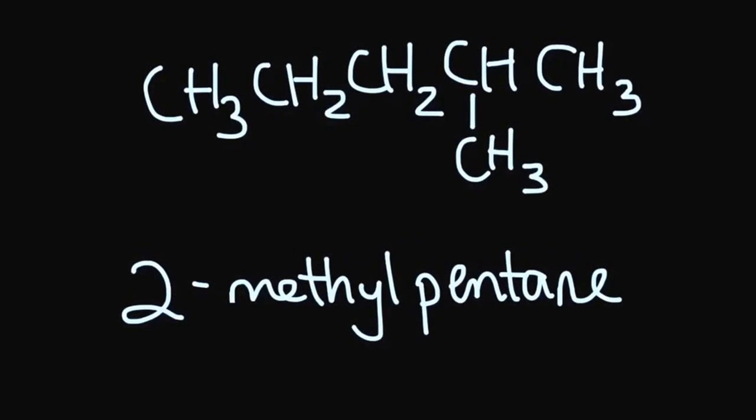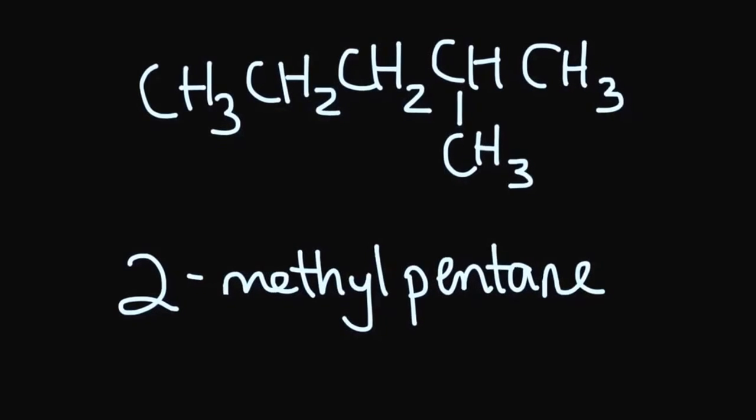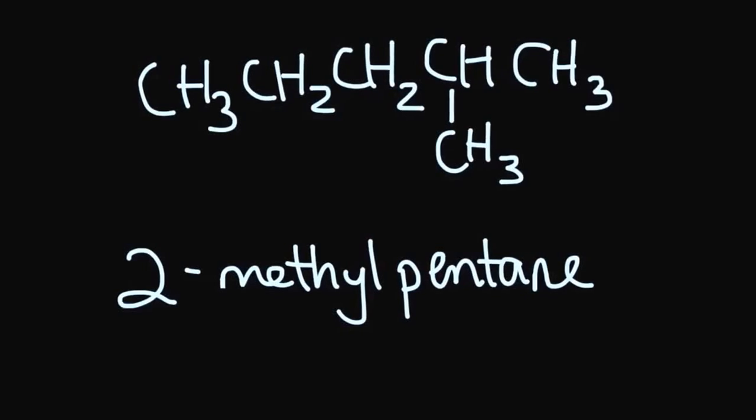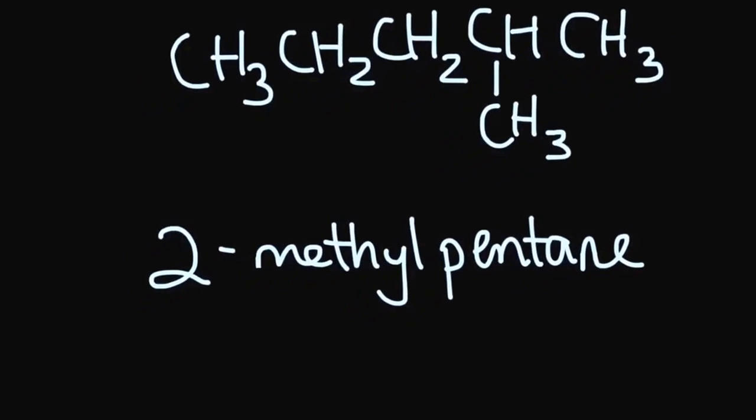Okay, we can also move that methyl group over a carbon. So that would be 2-methyl pentane. Again, don't get confused. 2-methyl pentane and 4-methyl pentane are the same compound. 4-methyl pentane will not exist just because of the naming system that we use.